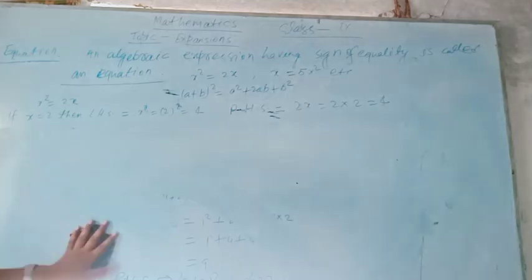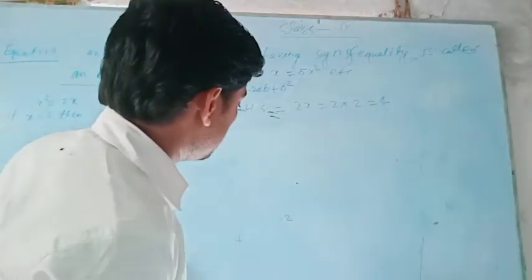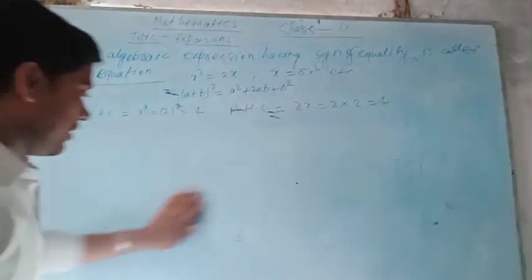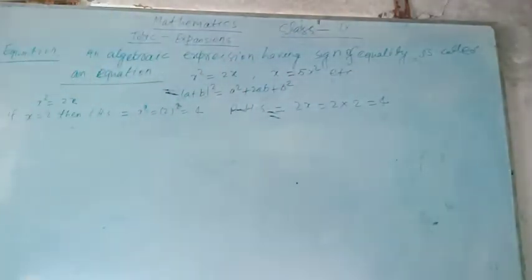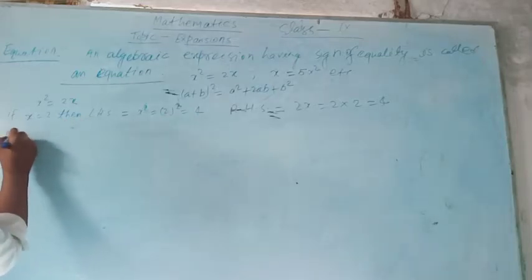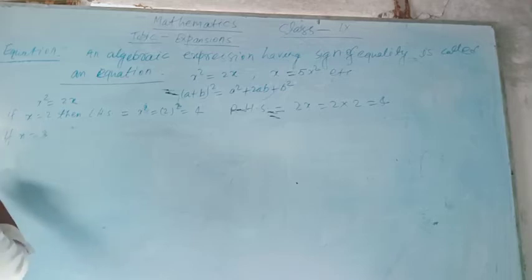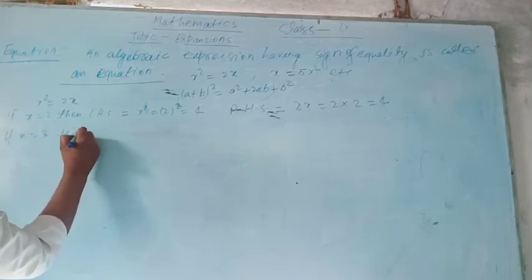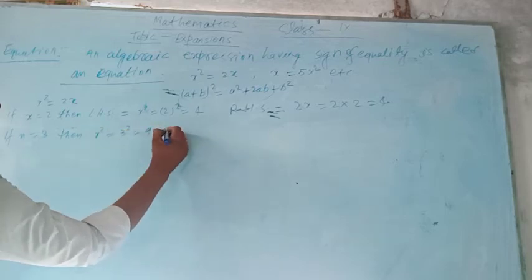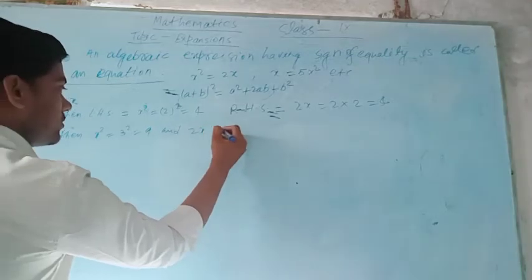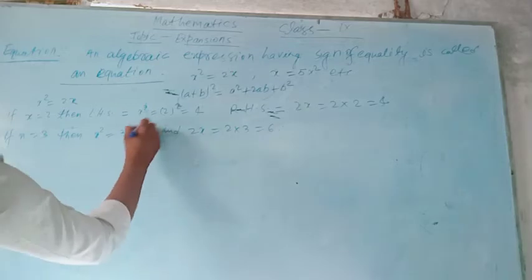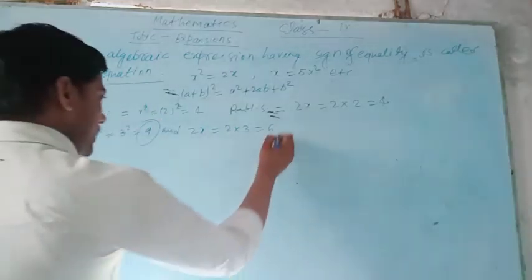So see here, suppose we take x is equal to 3. Then x square is equal to 3 square, which means 9, and 2x is equal to 2 into 3, equal to 6. LHS is equal to 9 and RHS is equal to 6. So x square is equal to 2x is an equation only, it is not an identity.